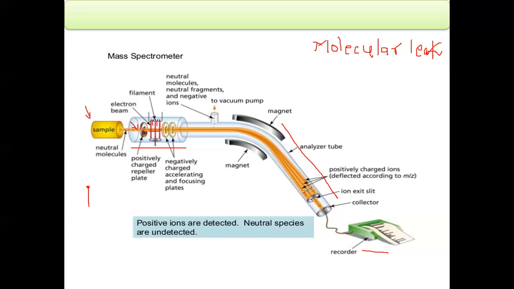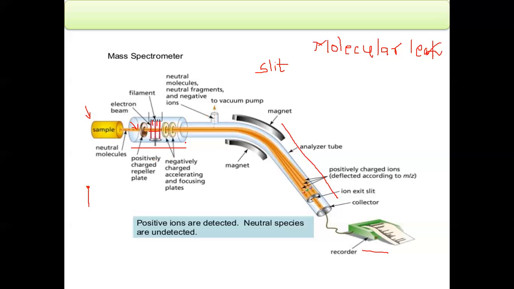This plate will force the positively charged ions to move in a forward direction. This positively charged repeller plate will also absorb the negatively charged ions generated here and the extra electrons here. Then the positively charged ions are attracted by these accelerating plates as they have negative potential, and they will be focused through these slits. A small hole is there, that is called a slit. Through these slits, the positively charged ions are accelerated into the next chamber, that is called the analyzer chamber.